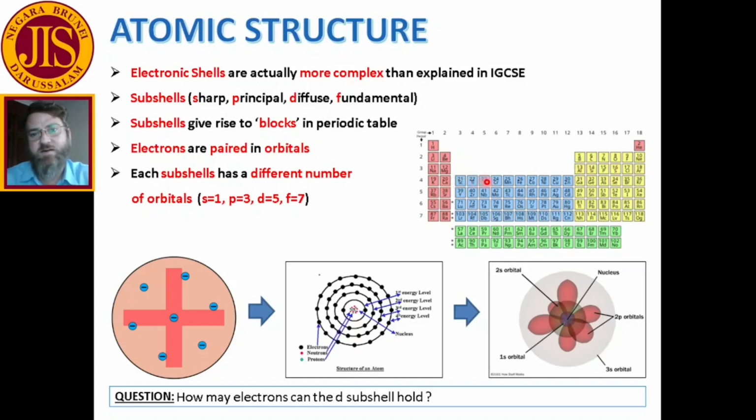Technically, there's 1, 2, 3, 4, 5, 6, 7, 8, 9, 10. Yes, so 10 electrons for the D orbitals, and 14 if you count across the lanthanides or the actinides. So yeah, it gets a little bit more complex, and the models of the atom have changed throughout history.